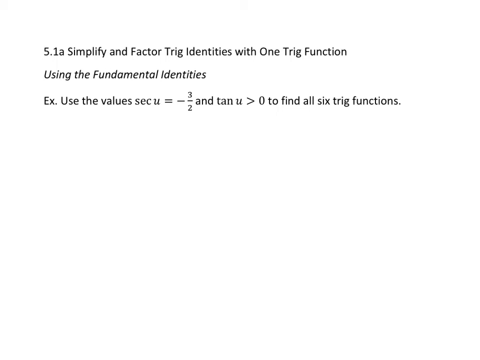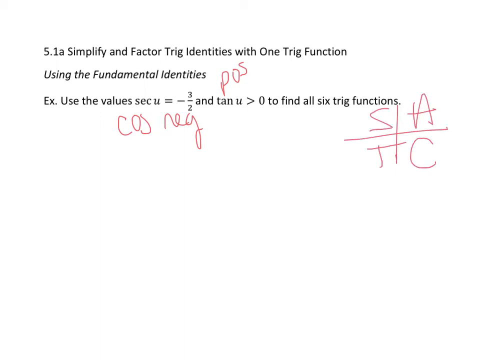If tangent is positive and secant is negative, which means cosine is negative. What quadrant am I in? All Students Take Calculus. Tangent's got to be positive, so I know I'm in first or third. Cosine's got to be negative, so I have to be in third.